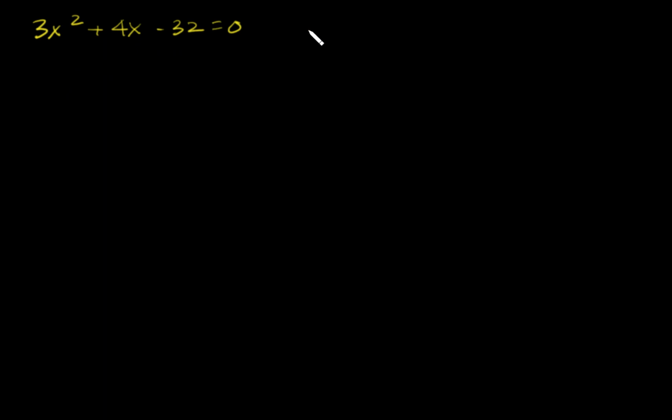So I'm going to take A and multiply it with C. So that's 3 times negative 32, so negative 96. So that is the multiply. Add the factors of negative 96. When you add them together, it gives you plus 4.